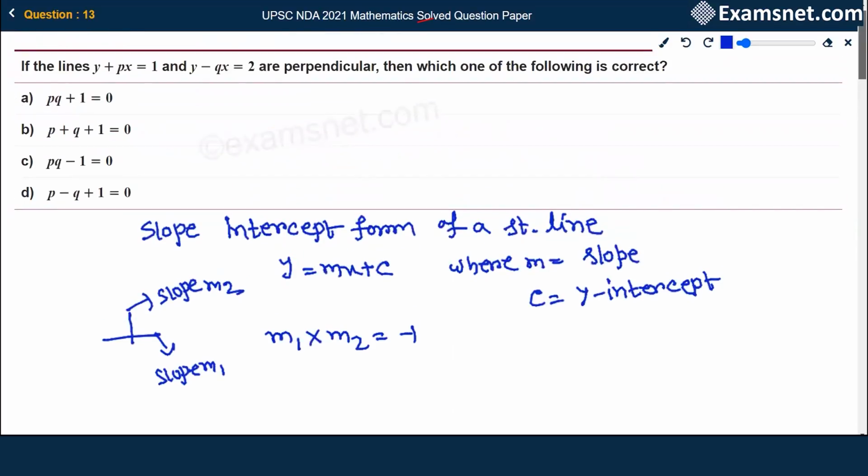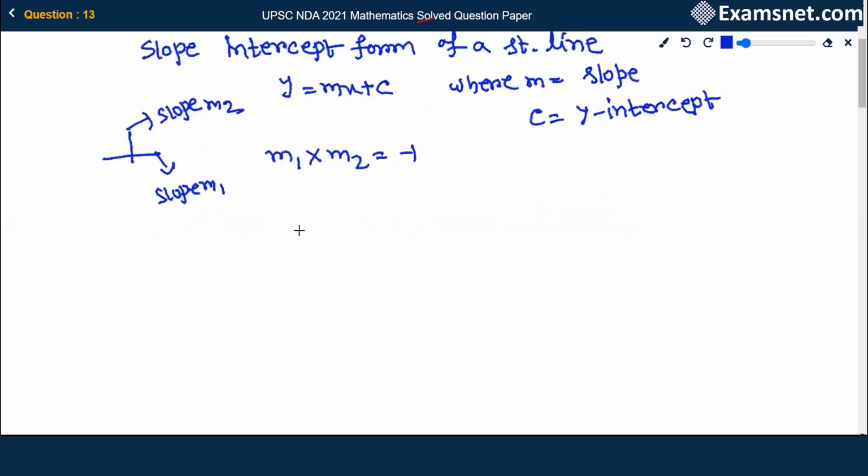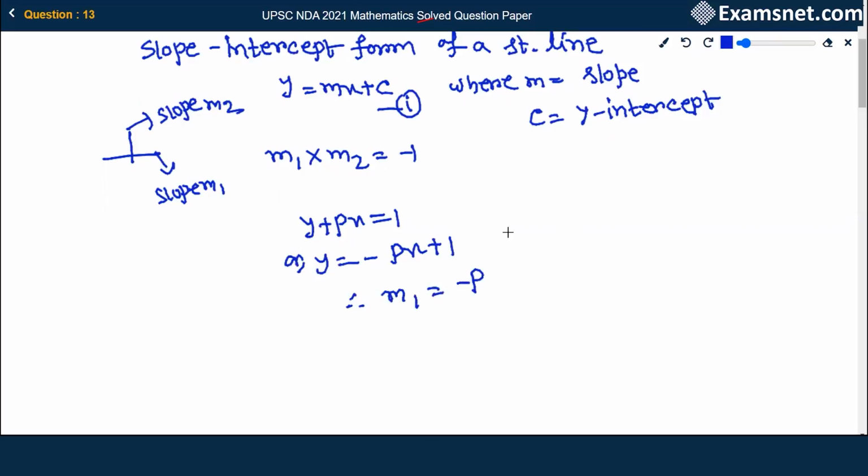So here y plus px equals to 1. We will compare this equation with the general slope intercept form. Let's find the slope first. From here we can write y equals to minus px plus 1. Therefore, m1 equals to minus p.